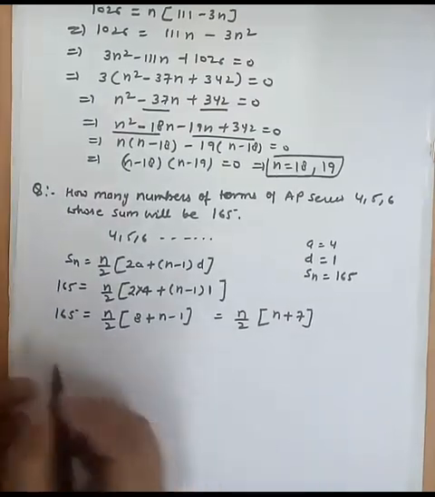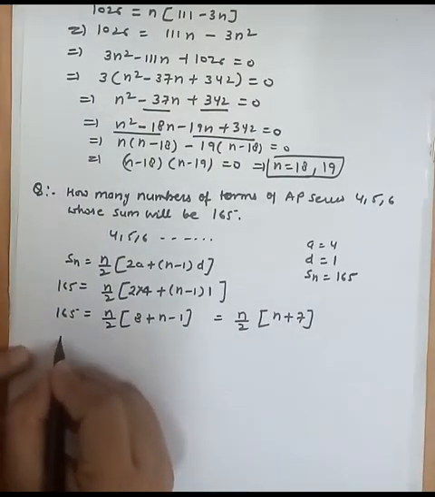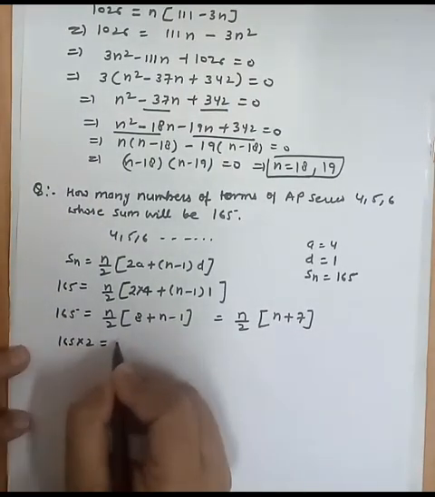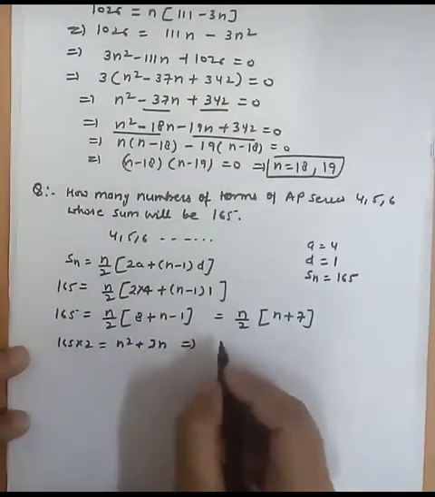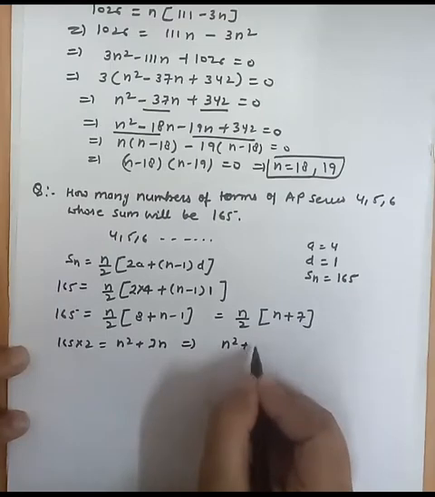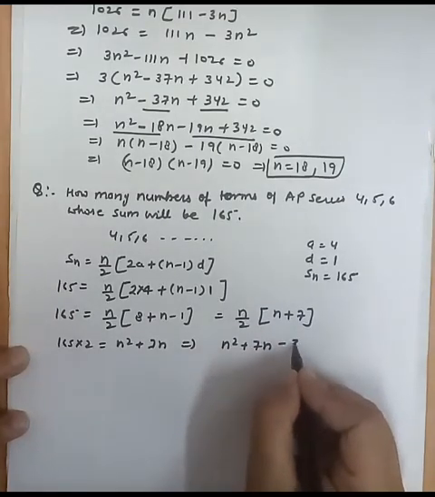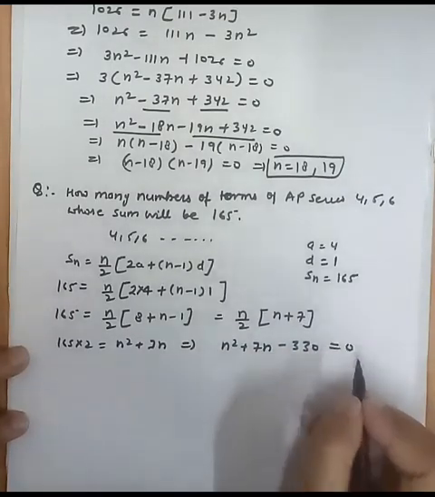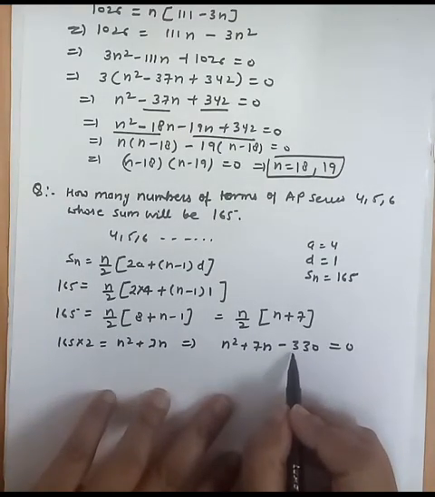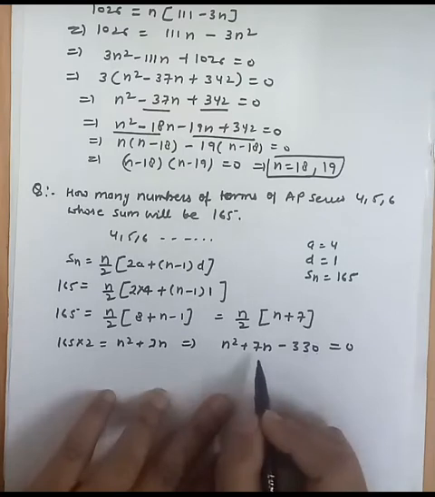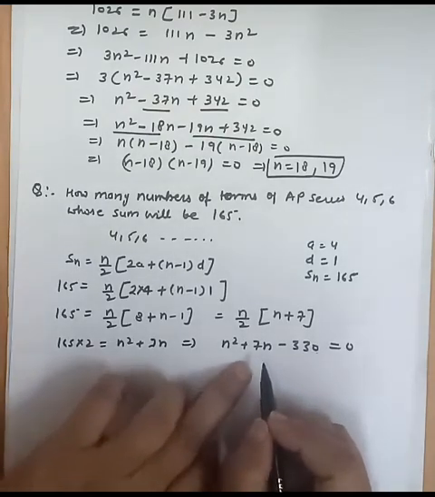Again you solve. 165 into 2 equal to n square plus 7n. So we get n square plus 7n minus 330 equal to 0. Again you find the two numbers whose multiplication is minus 330 and whose addition or subtraction gives 7.